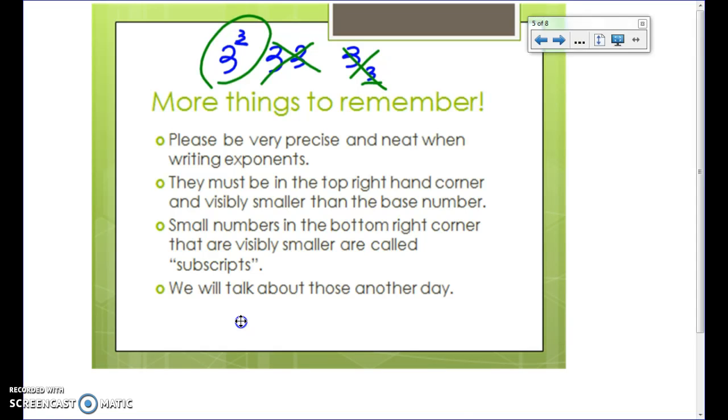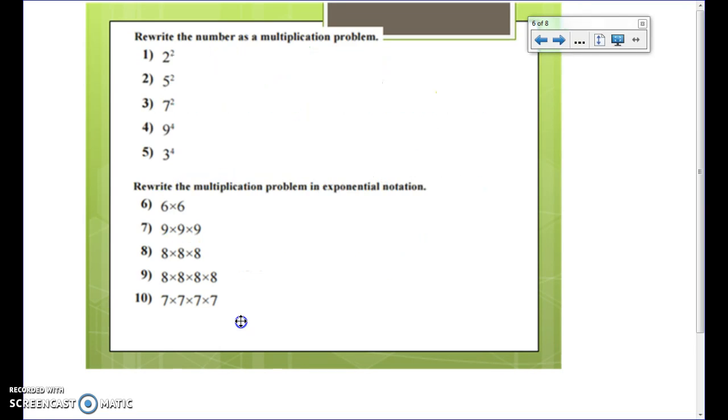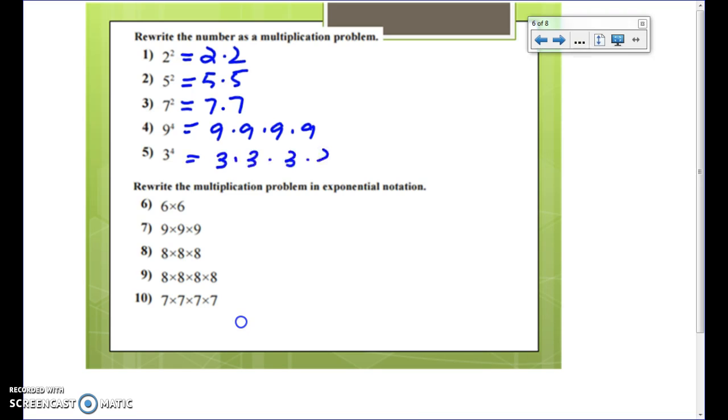Let's take a look here and switch some stuff around. It says write this number as a multiplication problem. Okay, looks like we have 2 to the 2nd power. So if I'm writing it as a multiplication problem, it would just be 2 times 2. 5 to the 2nd power, that's just saying I have 5 multiplied by itself twice. 7 to the 2nd would be 7 times 7. 9 to the 4th would be 9 times 9 times 9 times 9. And 3 to the 4th, same idea, 3 times 3 times 3 times 3.